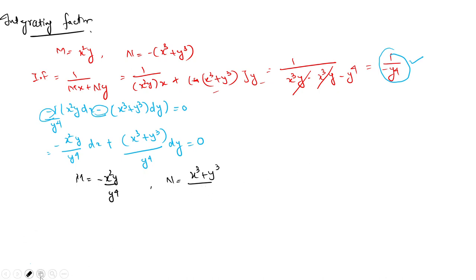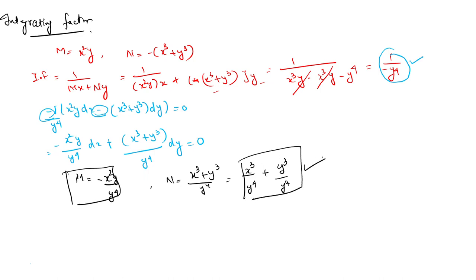If we want to further simplify, we will get x²y over y⁴ for M and x³ plus y³ over y⁴ for N. This is the value of your M and this is the value of N. Now these are automatically exact. If you want to check, we can also check, but it is automatically exact if we are multiplying by an integrating factor.